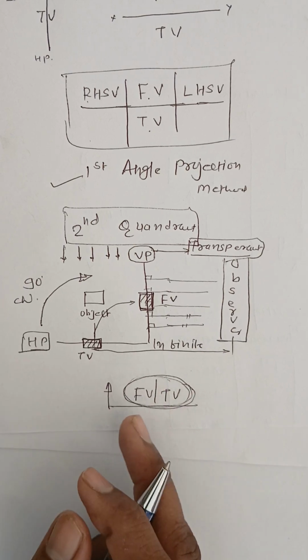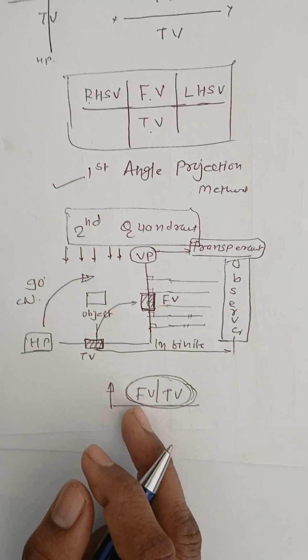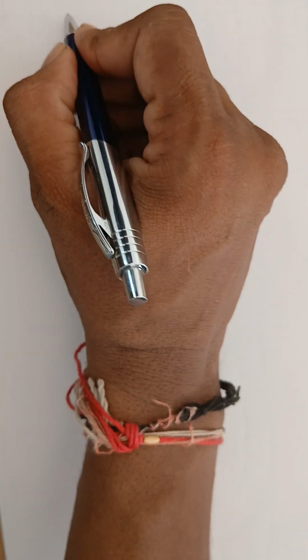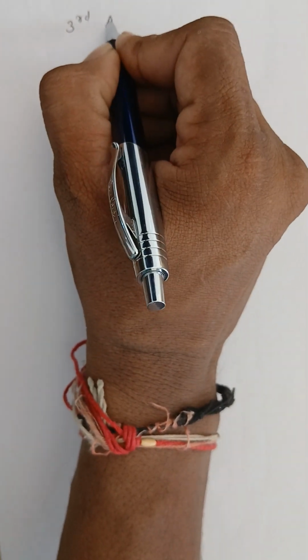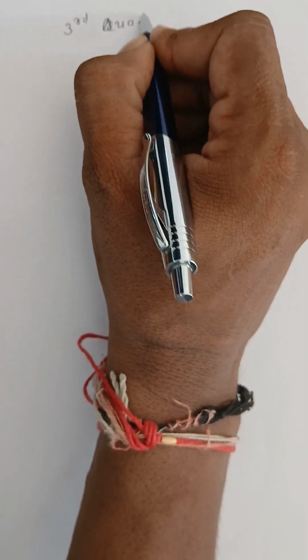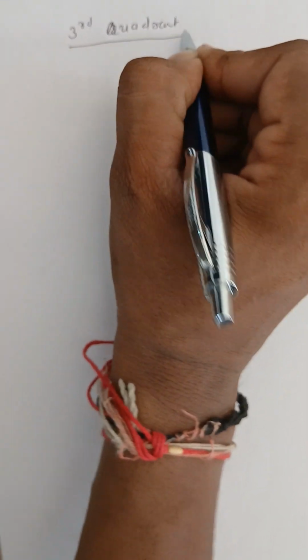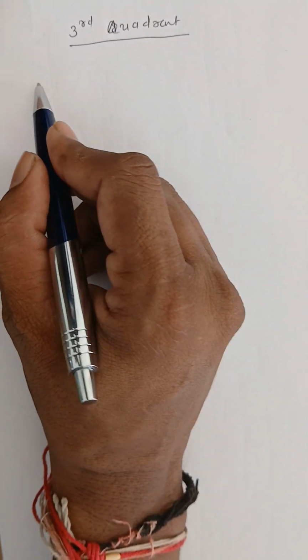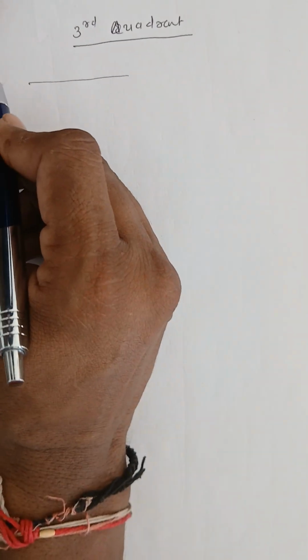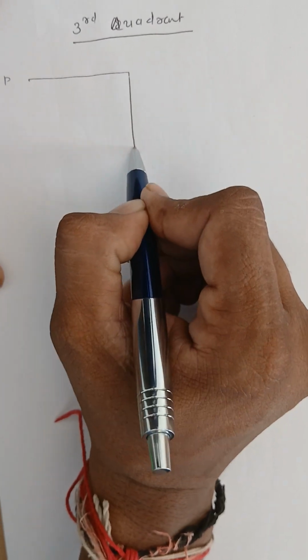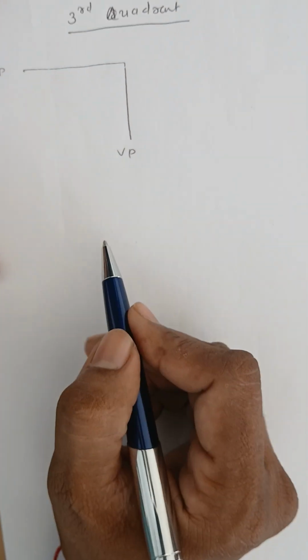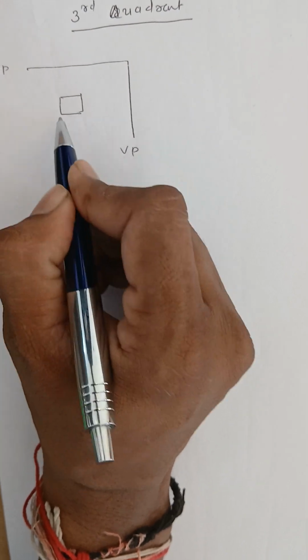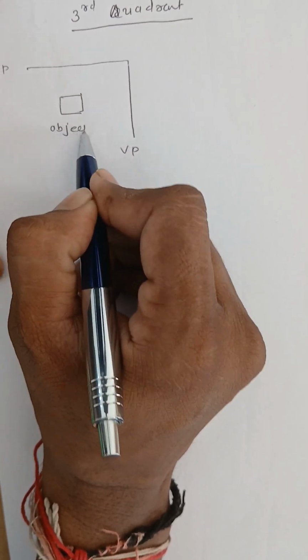The major reason why we are not using the second angle projection method. Okay? Moving ahead towards the third quadrant, the object is in third quadrant, right? Third quadrant means below horizontal plane and behind vertical plane. Object is below horizontal plane and behind vertical plane.